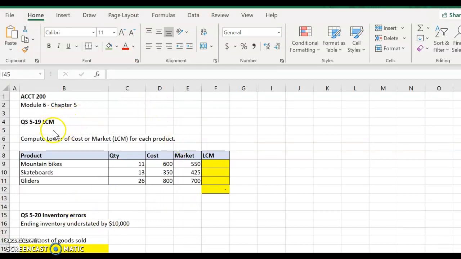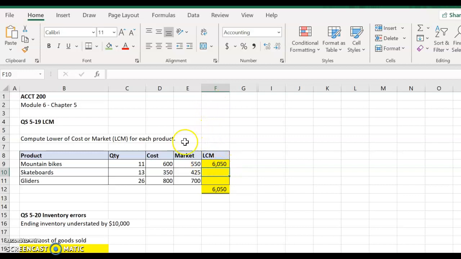QS 519, we're to compute the lower of cost or market for each individual product. Here we have mountain bikes, skateboards, and gliders. The mountain bikes had a cost of $600. Their market value is $550. So the lower of those is the $550. So I'm going to multiply that out. 11 times $550, lower of cost or market, $6,050.